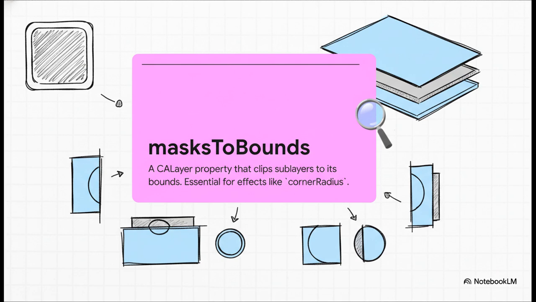All right, now let's talk about its partner in crime, masksToBounds. This one works on the CALayer level. And if you're not familiar, the layer is what's actually responsible for drawing your view on the screen. This property is super important for visual effects. I mean, if you've ever tried to get rounded corners using corner radius, you absolutely have to set masksToBounds to true. Otherwise, the content inside just spills right over those corners you worked so hard to create.